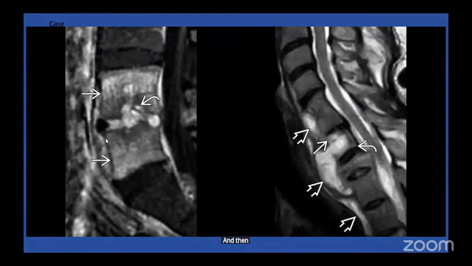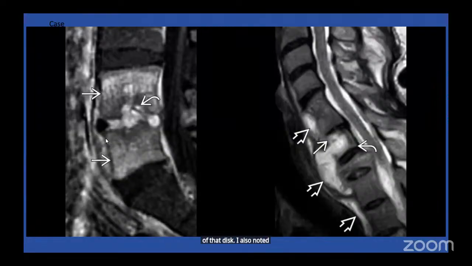And then the one on my left, I think it's a T1 with contrast. Yes. Noted at L4, L5 intervertebral disc space. So the disc there shows abnormal enhancement of the disc.